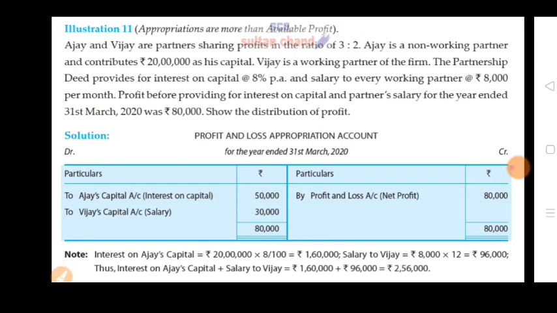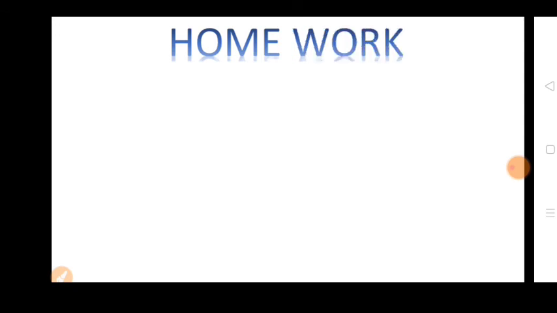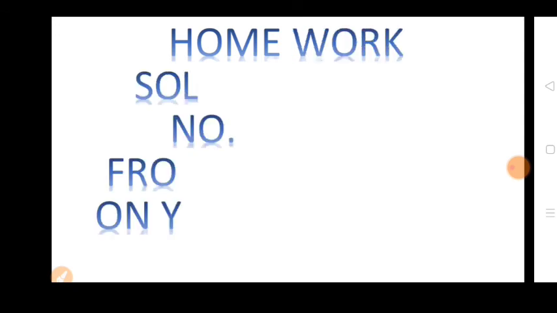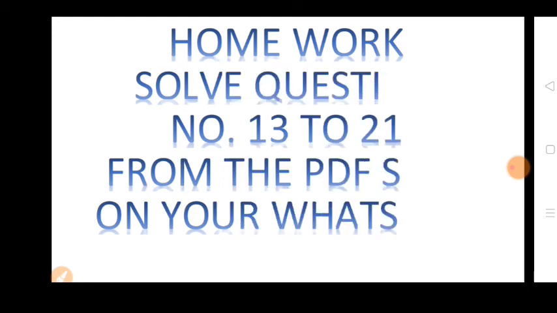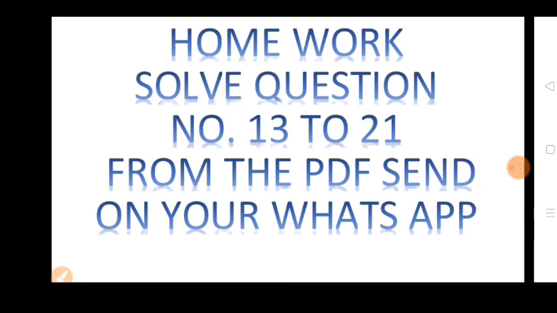So students, like this we have to understand a number of questions, and we have come to know about the profit and loss appropriation account. Now what you have to do at home is solve questions from the PDF which I have sent you, from question number 13 to 21. You can solve the questions from your book also.